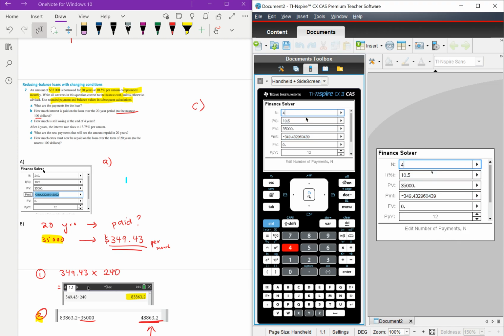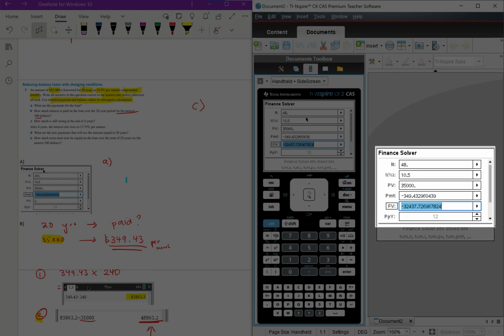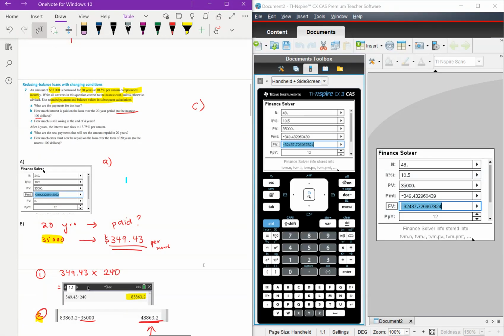Now, 4 years, so 4 years multiplied by how many payments would you have made in 4 years? Well, with 12 payments a year, it's 4 times 12. That tells me I've got 48 payments, right? And the interest rate is still 10.5% per annum. You did borrow $35,000 and you're paying $349. And so you want to know what the final value is after 4 years. So here I'm going to press enter and that gives me the value. As you can see, negative means that I still need to pay this much more. That's still the amount that I still owe the bank. Okay, so I still have a negative value there.